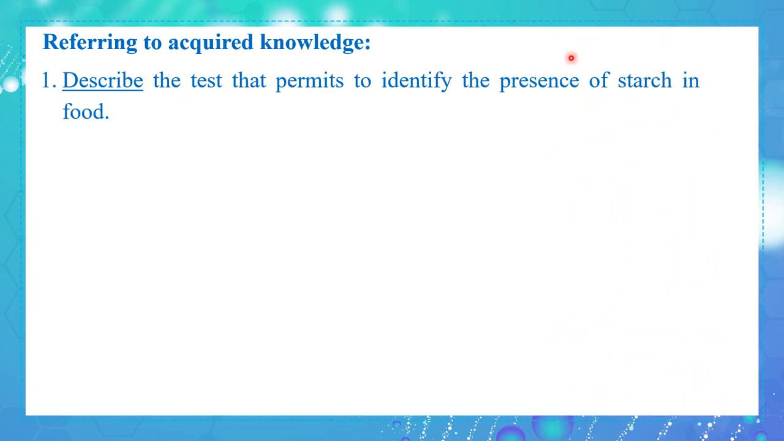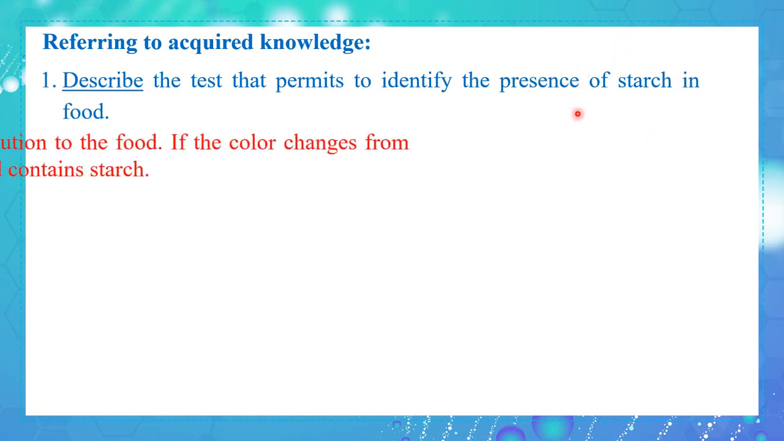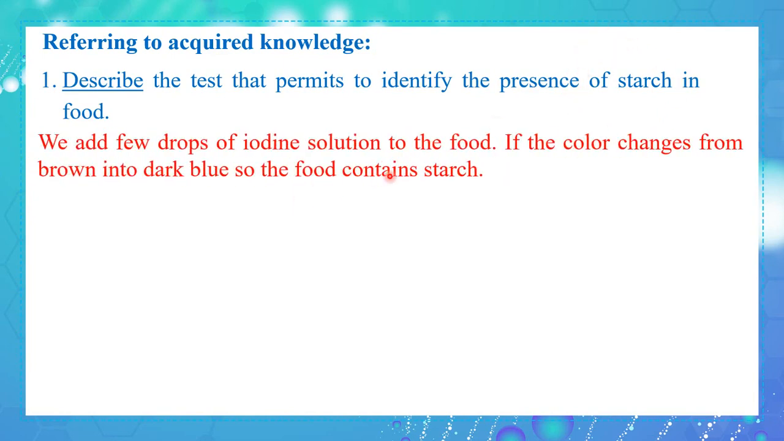So to identify the presence of starch, which test do we use? We use the iodine test. So we add a few drops of iodine solution to the food. If the color changes from brown to dark blue, then the food contains starch. So this is the expected result, if the color changes from brown to dark blue.